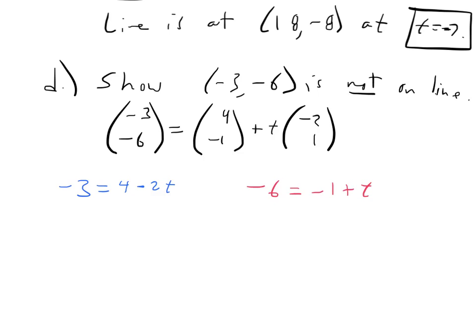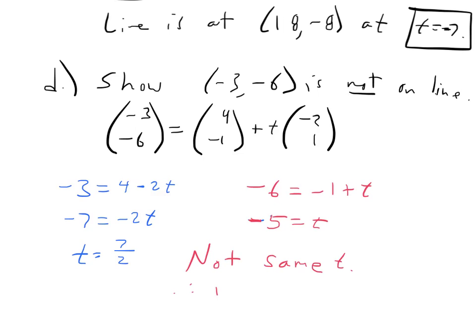Right? When I solve the left one, I get negative 7 equals negative 2t, so t is 7 halves. This one over here, I get negative 5 equals t. These are not the same t. Therefore, the point is not on the line. Right? It's as simple as that. Showing that a point is not on the line is that.